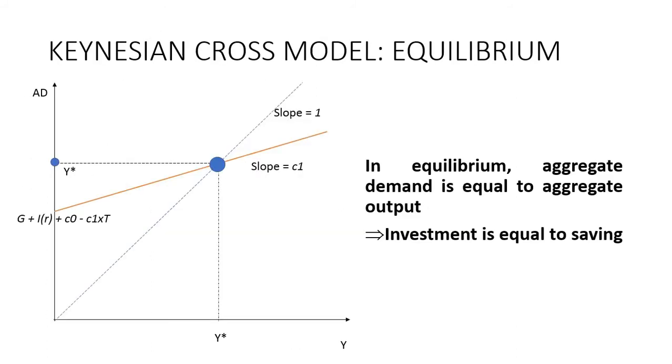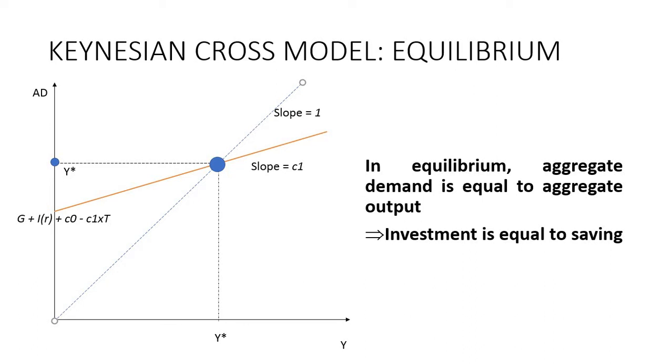So you can do the same analysis using the simple Keynesian cross model. This is the line with the slope equal to 1. On each point of this line, aggregate demand is equal to aggregate output. So when you have the intercept of this line with the aggregate demand curve, you have two conditions fulfilled simultaneously. First, you are located on the aggregate demand curve. Second, the economy is in equilibrium.